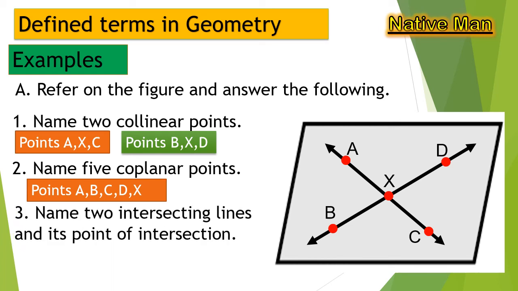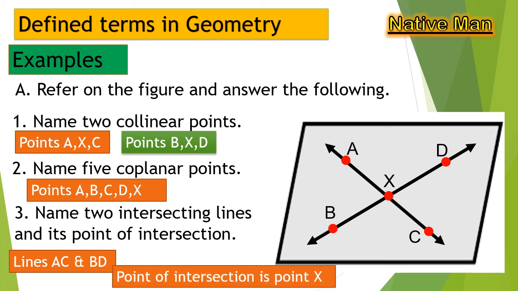Okay, number 3. Name 2 intersecting lines and its point of intersection. Which two lines intersect? Of course, there are only two lines there: lines AC and BD. And their point of intersection is point X. I hope you understood the different terms. So, I have one more example.